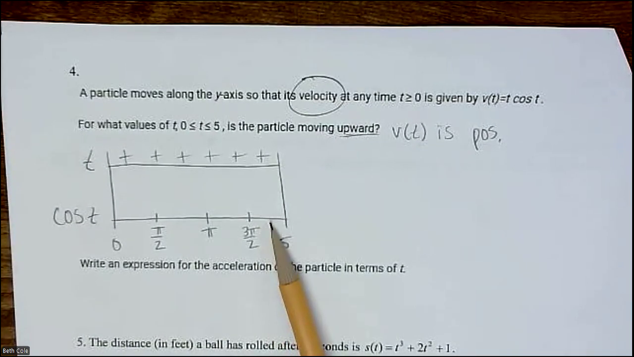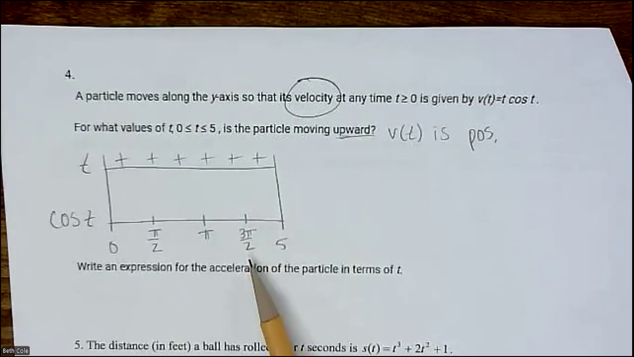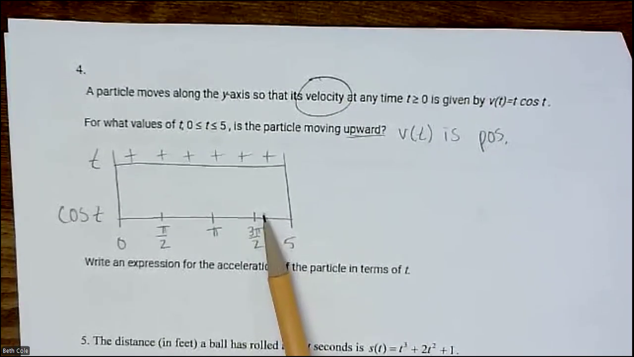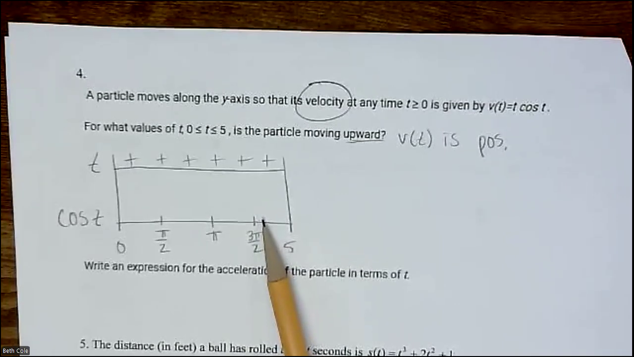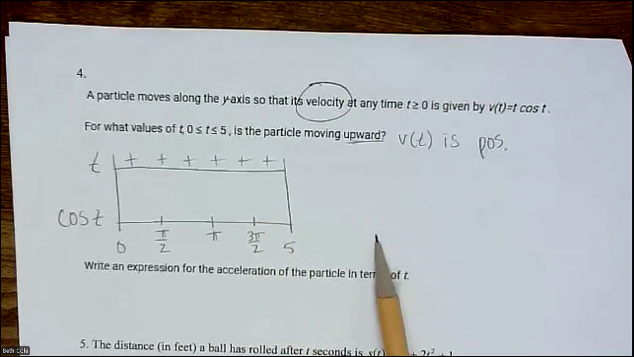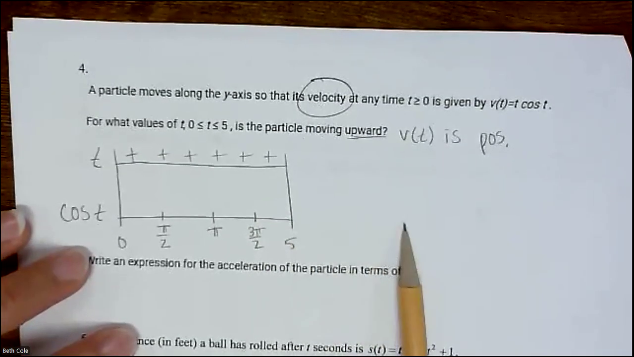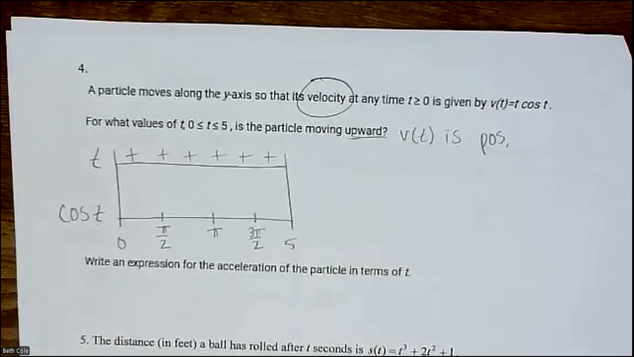Why didn't I put 2 pi in here? What is pi roughly? Let's round it to 3. I can't put 2 pi here because what's 2 times 3? And why is that a problem? It would be off the interval. Do you get that it would be over here? So I didn't go above 5, okay?